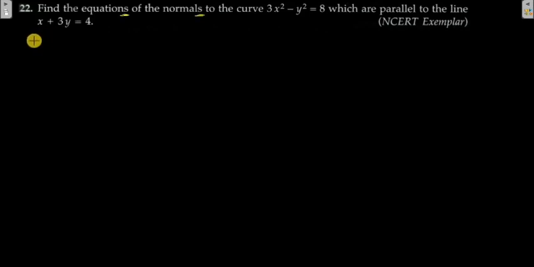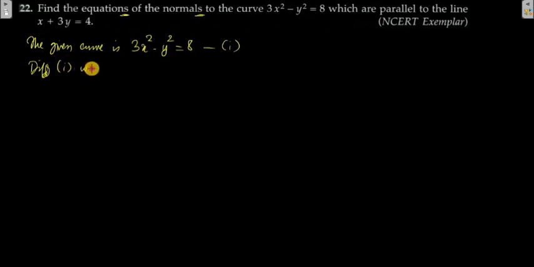The given curve is 3x square minus y square is equal to 8. Call this as equation number 1. So differentiating 1 with respect to x, this becomes 6x minus this becomes 2y dy by dx is equal to 0.